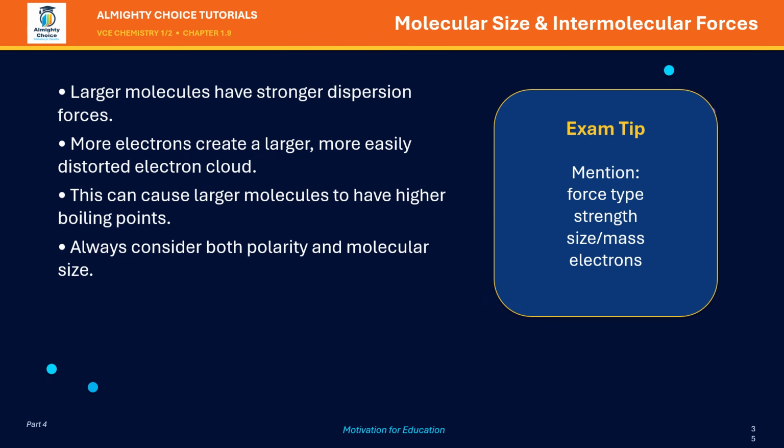This slide reminds us not to ignore molecular size. Larger molecules have more electrons, larger electron clouds, and stronger dispersion forces. This can make boiling points higher even when hydrogen bonding is not present. In exams, answers mention the force type, strength, size or mass, number of electrons, and the energy required.